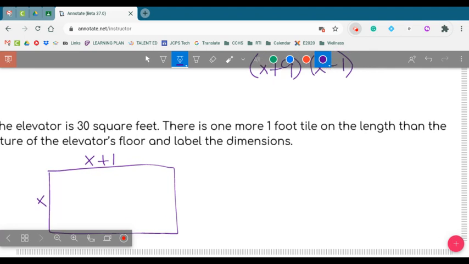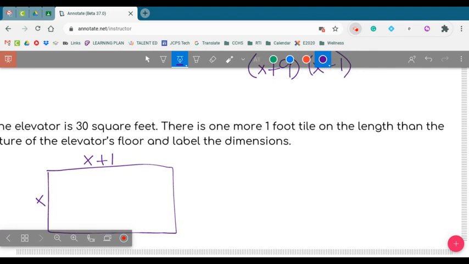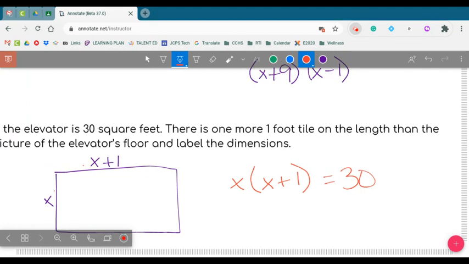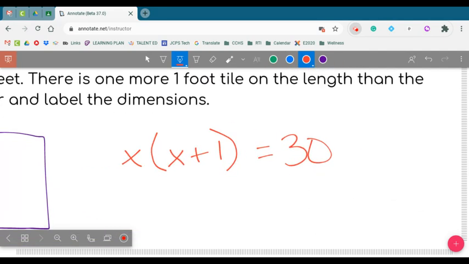So to get the area, if you guys remember, area is our length times our width. So we're going to have x times x plus 1. And this is going to equal 30. I'm going to show you how to solve this. We're going to get more in depth to it here in the next couple days. So you first have to distribute. So you get x squared plus x equals 30.